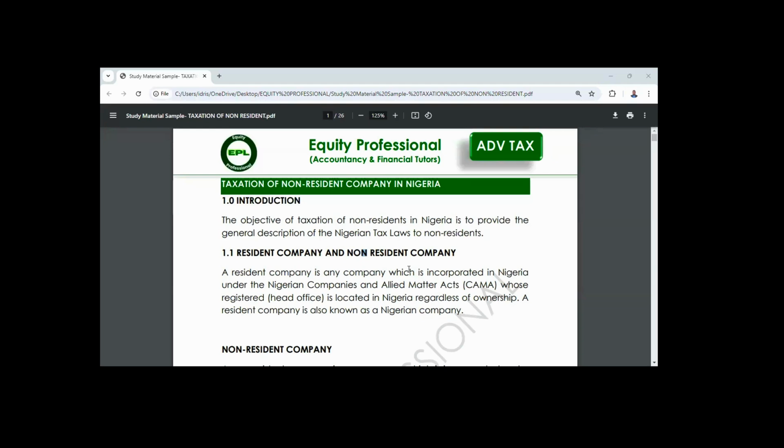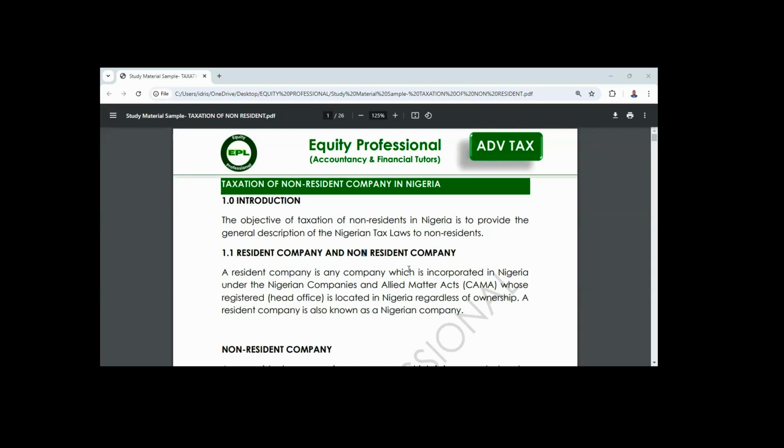Another name for resident company is Nigeria company. You understand? Nigeria company. We know that any company registered in Nigeria, doing business in Nigeria, their profits will be liable to tax in Nigeria.